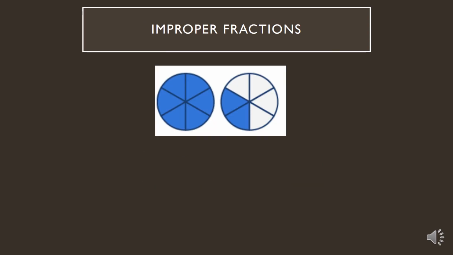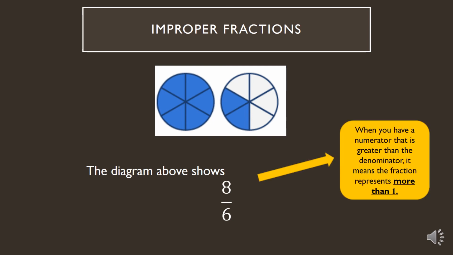Okay, improper fractions are next. So this diagram shows 8/6. So in the first circle, which is complete, there are 6/6 and 2 more, which makes 8/6. Okay, why is it called improper fraction? It's because the numerator, the number on top, is greater than the denominator, the number on the bottom. And this means that it's representing a number that is more than 1. Okay, so in this diagram we have more than one circle. It's called an improper fraction when the top is bigger than the bottom.